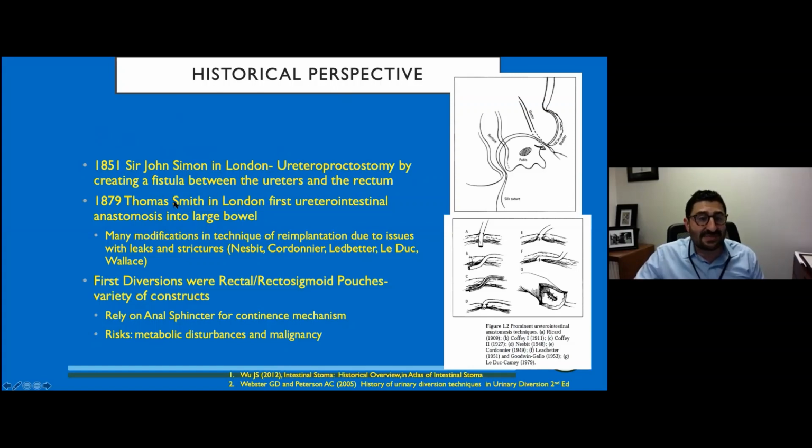Then Thomas Smith in London was the first to do an actual ureterointestinal anastomosis in 1879, and there have been many modifications that we'll go over. Down here is a picture of all the different types of ureterointestinal anastomoses, and we'll go over some of these. As I said, the majority of the first urinary diversions were all rectal or rectosigmoid pouches in a variety of constructs, reliant on the anal sphincter for continence. However, the risks of doing this are metabolic disturbances and malignancy.